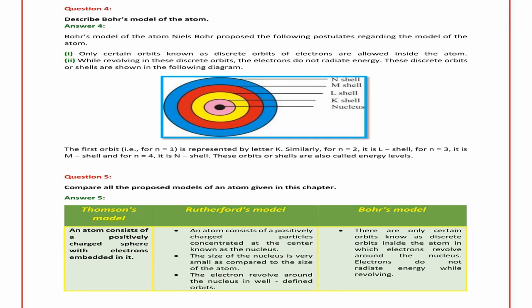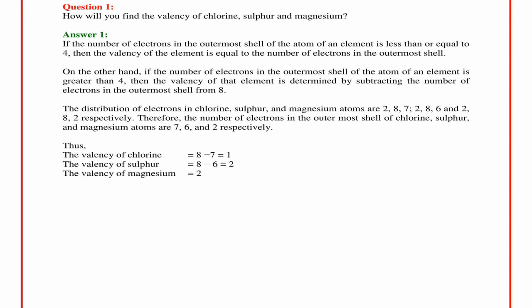Now, how will you find out the valency of chlorine, sulfur, magnesium? Valency is calculated on many grounds, as I told in the previous session. So let us see here. If the number of electrons in the outermost shell of the atom of an element is less than or equal to 4, then the valency of the element is equal to the number of electrons in the outermost shell. That is 4 only, because it can neither take 4 nor give 4, so it can go for sharing.